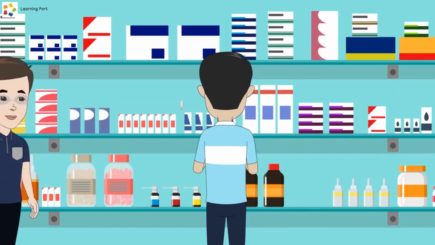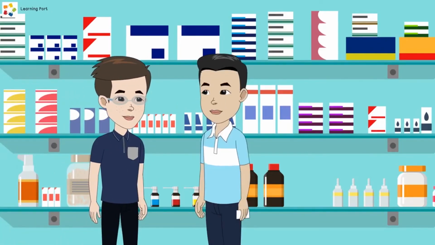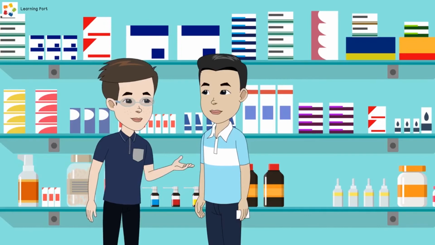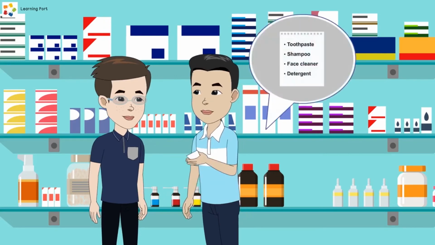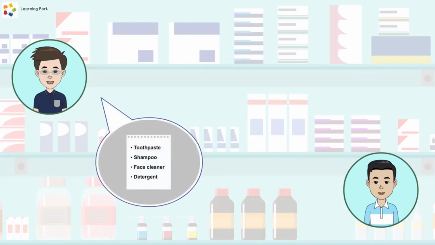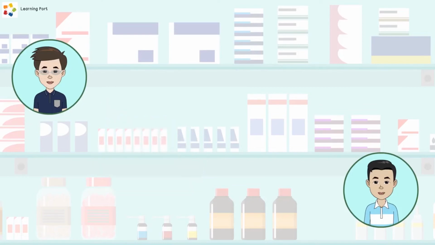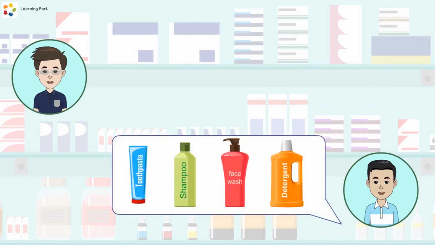Eddie bumps into Michael in the personal care department of a hypermarket. Eddie asks, "Hi, Michael. What are you doing here?" Michael replies, "Hi, Eddie. I'm helping my mom buy some toiletries. See, here is the list." Eddie says, "Toothpaste, shampoo, face cleaner, and detergent. Wow, your mom is an alkali lover." Michael asks, "What do you mean? Are all these products alkaline?"